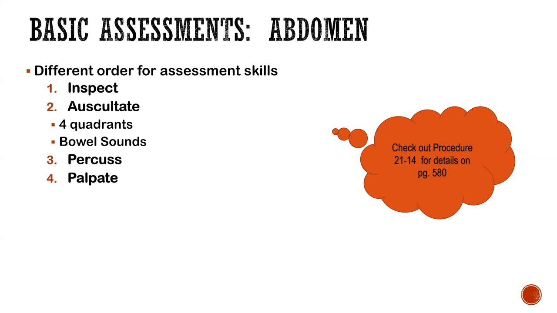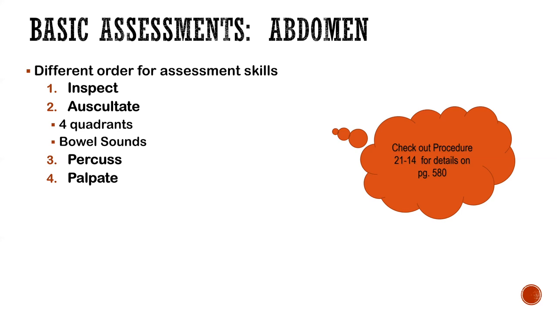When auscultating, we're going to use the diaphragm. Like we talked about, stethoscopes have two sides, a diaphragm and a bell. The bell is the small side. The diaphragm is the big side. We're going to use the diaphragm of the stethoscope in all four quadrants. Imagine that your belly is divided into four equal squares. You draw a line up and down, you draw a line side to side. Now you've got four quadrants in your abdomen.